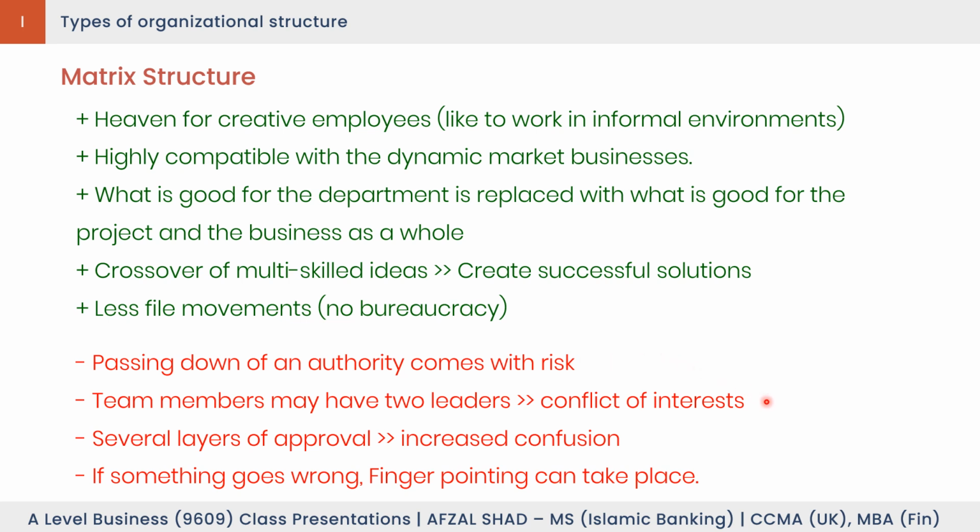Then team members may have two leaders. This will lead towards conflict of interest. That's what I've told you. Orders might be coming in from 3-4 sides. You must be vigilant enough to understand which is more important, which is not. Several layers of approvals, increased competition. Everyone is giving you a task, and then everyone is finalizing the task. Then accountability is high, everyone is cross-checking the tasks of others. So it may sometimes create confusion about who is responsible for this task at the end of the day. Normally we say in business that when everyone is responsible, that means no one is responsible.